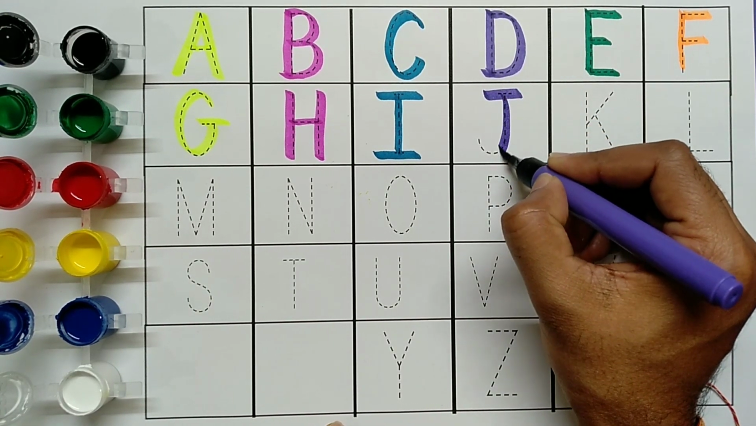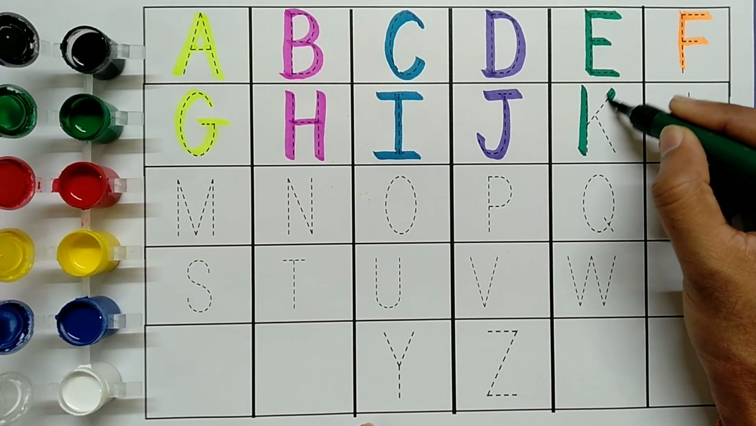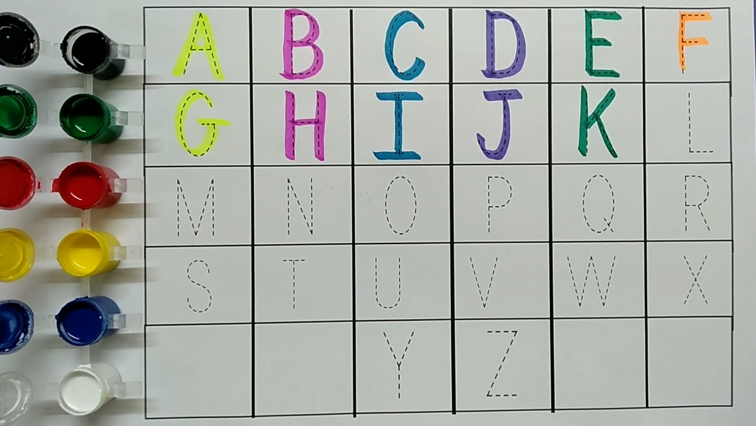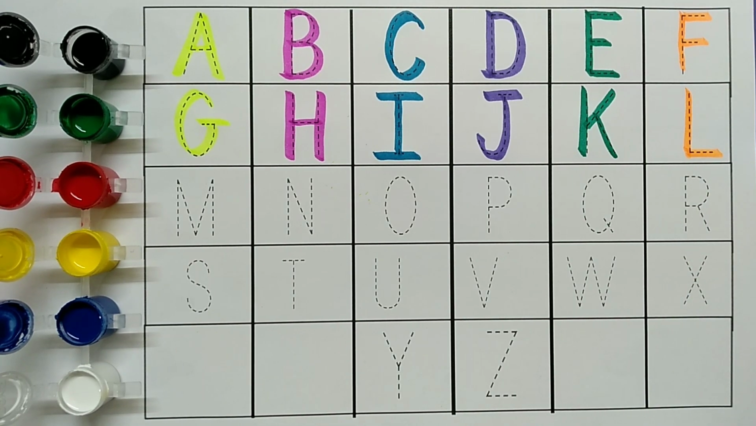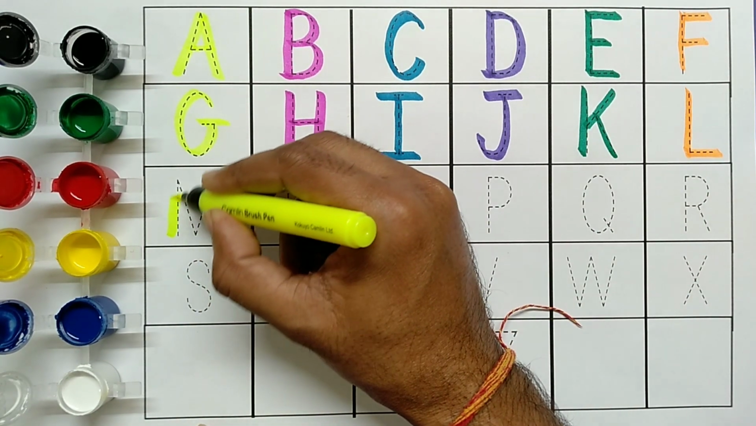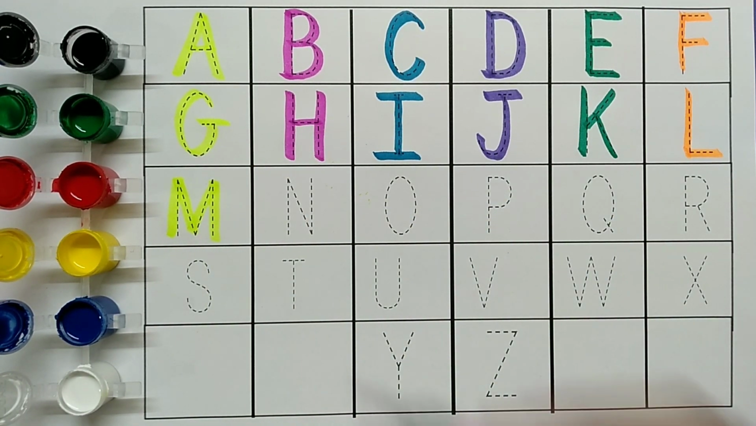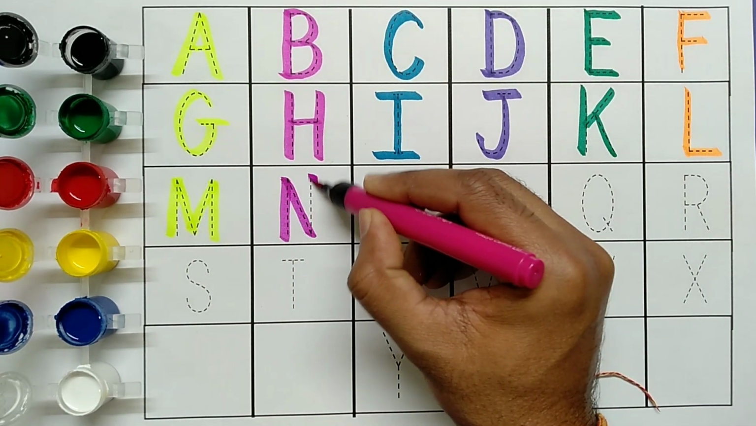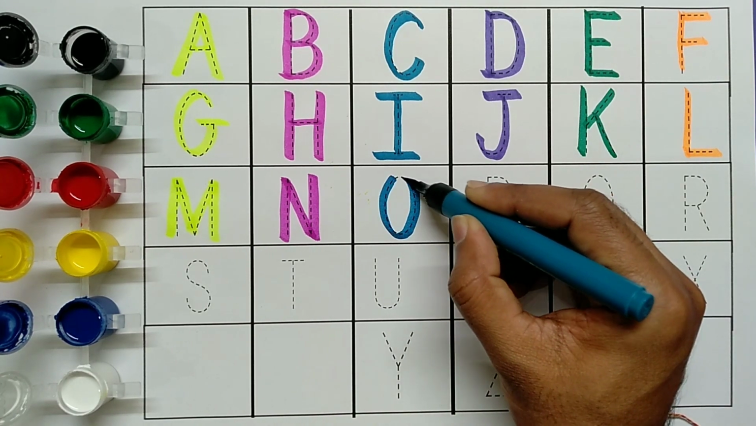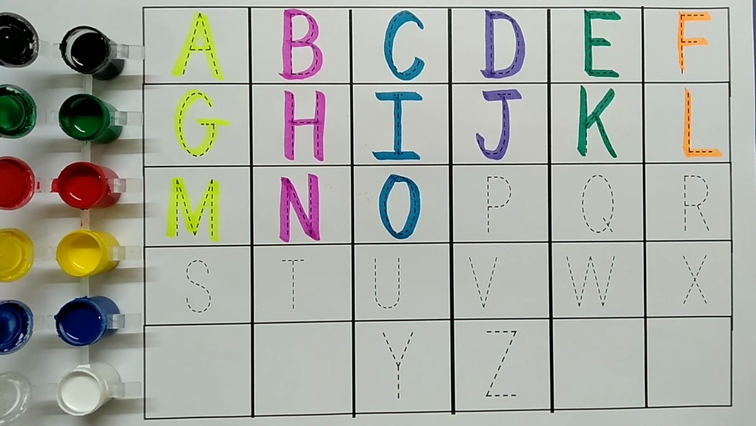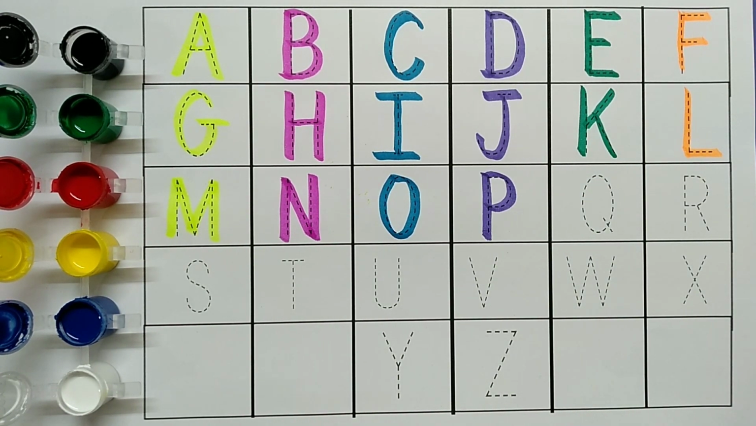J, J for jug. K, K for kite. L, L for lion. M, M for mango. N, N for nest. O, O for orange. P, P for parrot.